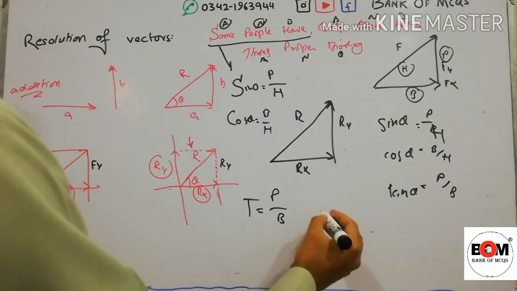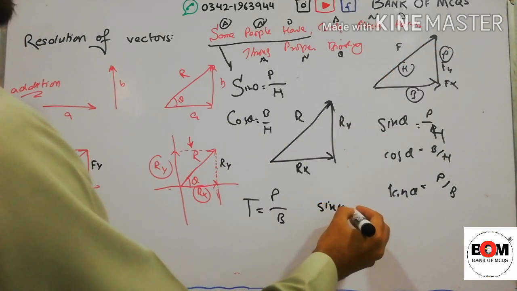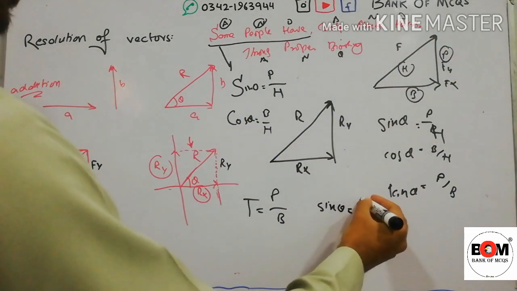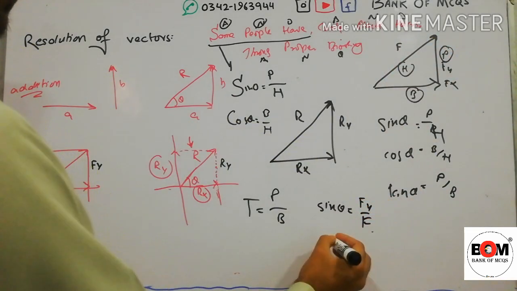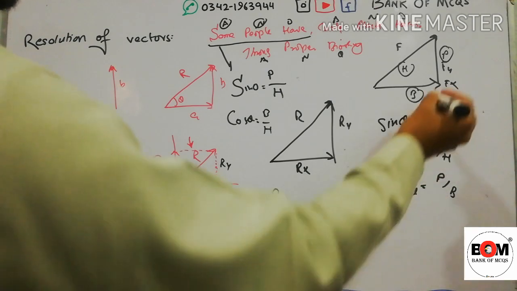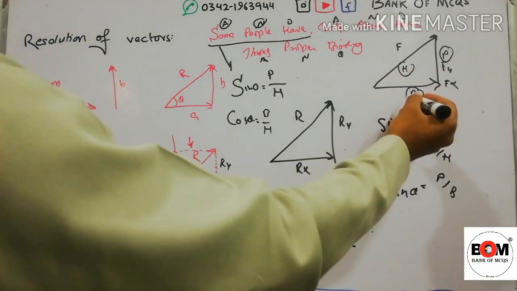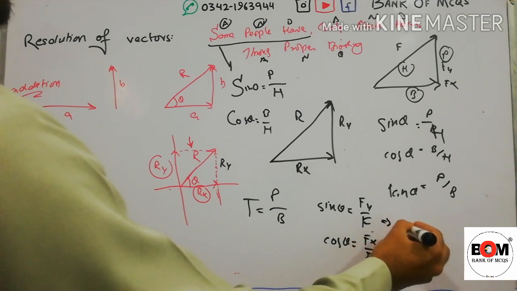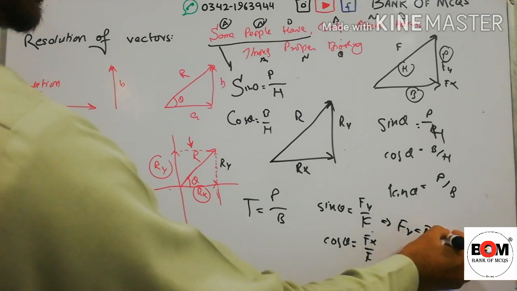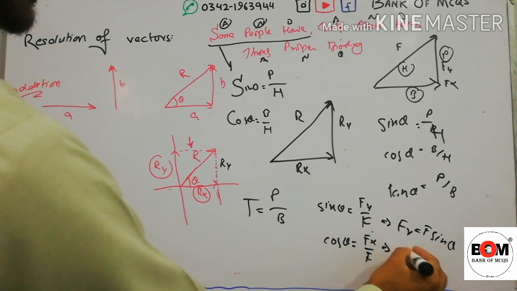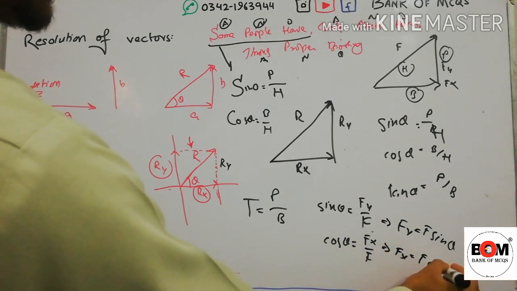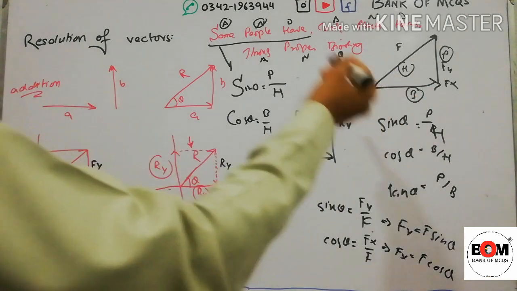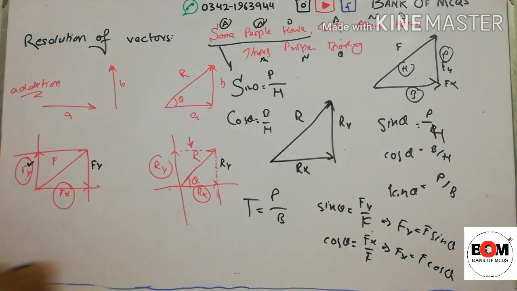So here sin theta is equal to perpendicular divided by hypotenuse, Fy divided by F, and cos theta is equal to base divided by hypotenuse, that is Fx divided by F. So to find, Fy is equal to F sin theta and Fx is equal to F cos theta. This way we resolve a given vector into its components.